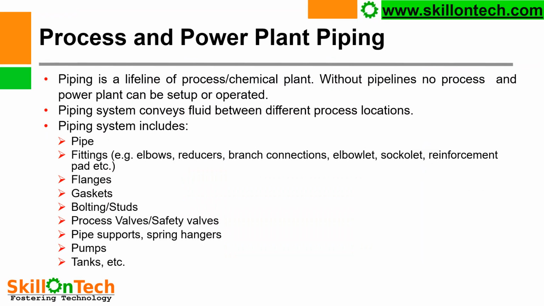Process and power plant piping. Piping is the lifeline of process and chemical plants. Without piping, no process or power plant can be set up or operated. A piping system conveys fluid between different process locations. A piping system includes pipe, fittings such as elbows, reducers, branch connections, elbowlet, sockolet, reinforcement pad, etc., flanges, gaskets, bolting, stud bolts, process valves, safety valves, pipe supports, spring hangers, pumps, tanks, etc.